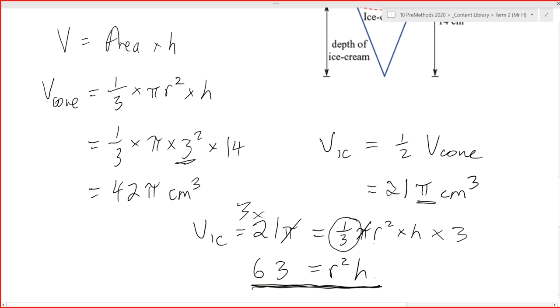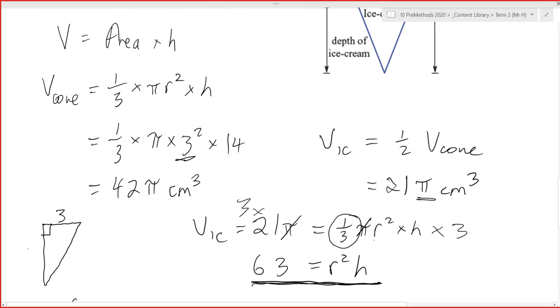Now this question's quite tricky. If you look at a section of the cone, there's actually a right angle triangle. So the radius is 3 and the height is 14. Now we know there's another right angle triangle, but we don't know the depth or the height. We know this is half the volume of this other right angle, or the right angle in that volume. We also don't know this other radius.